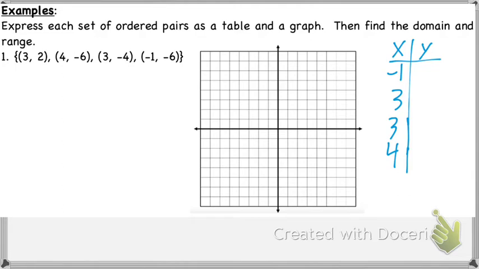And then what did you do for your Y values, Lainey? -6, -4, 2, -6. Okay, I love that. So the Y values aren't necessarily in order from least to greatest, but they line up with their X's.